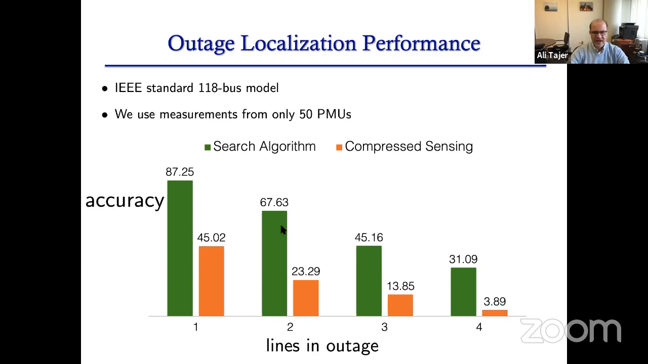And if you look at the outage events of larger scales, when we have 2 lines in outage or 3 lines in outage, the same trend of improvement holds as well. All right.